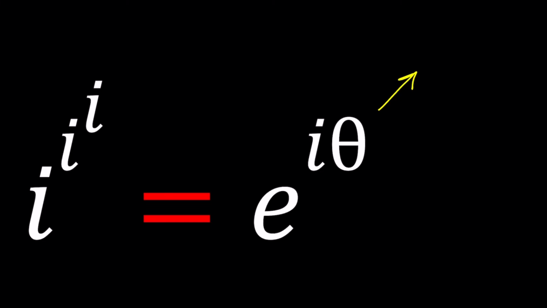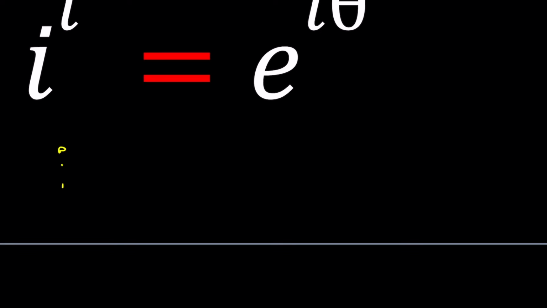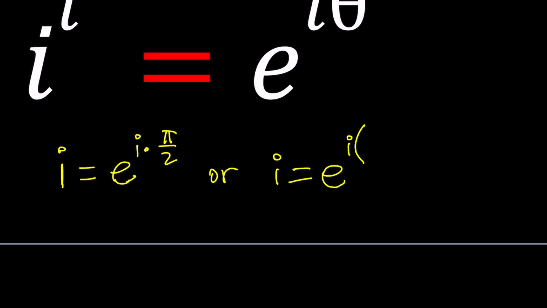So, first of all, I can go ahead and start with i. How do you write i in polar form? Since its principal argument is pi over 2, I can write it as e to the power i times pi over 2. Obviously, there are infinitely many ways you can write it. We can also write it in the more general form as e to the power i times pi over 2 plus 2 pi n, where n is an integer. And this is going to give you infinitely many values because this is multi-valued. Make sense?